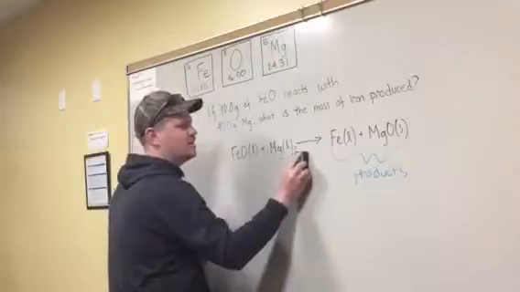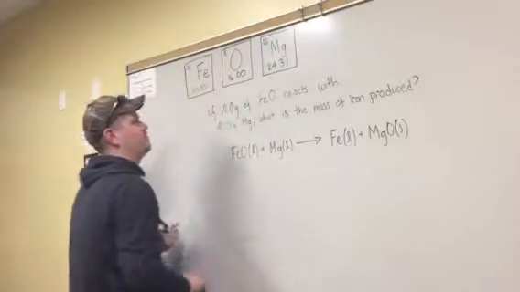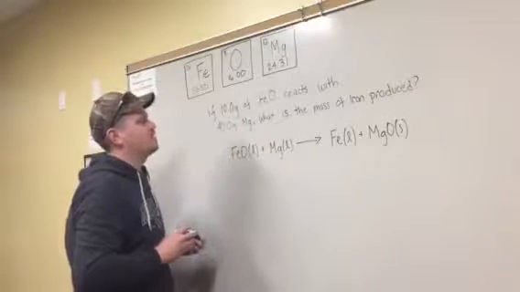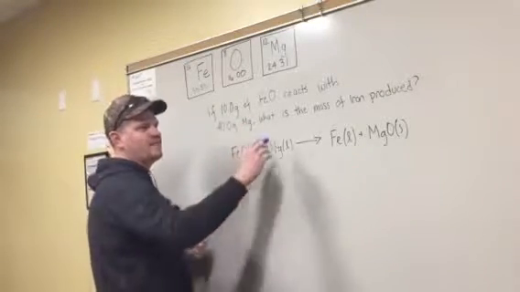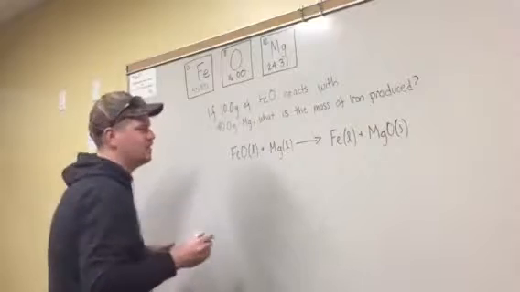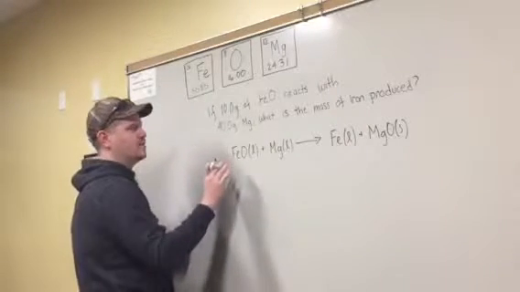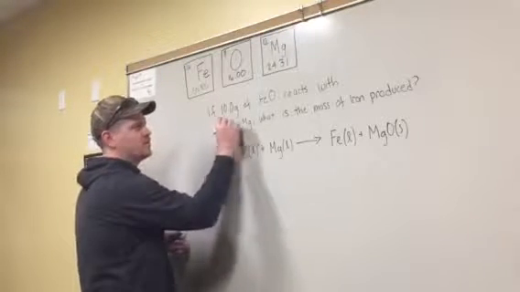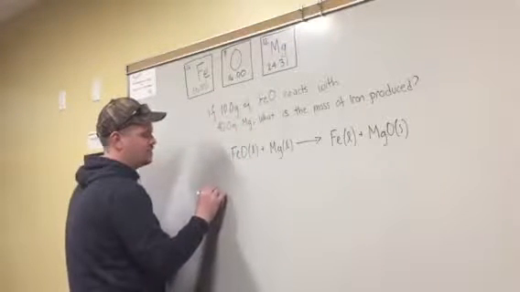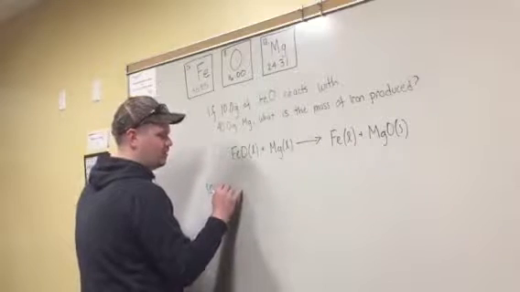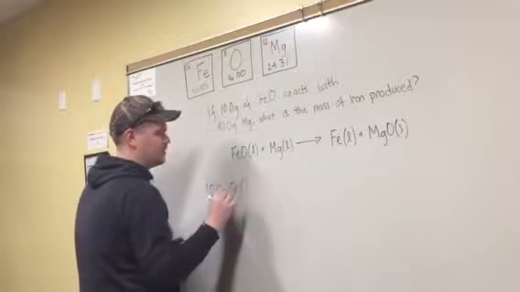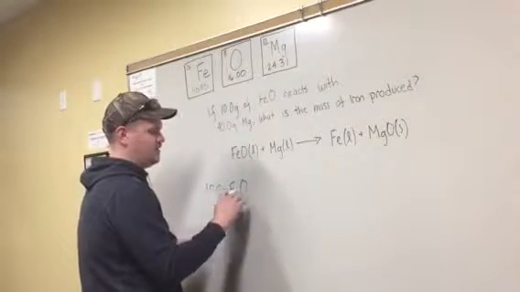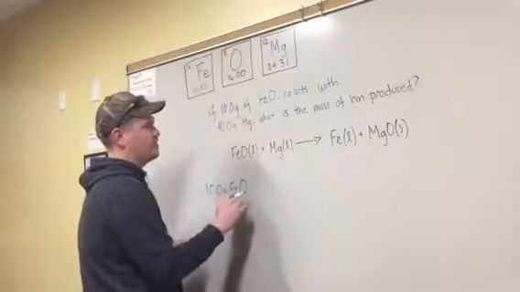So our problem up here says, if we have 10 grams of iron 2 oxide reacting with 40 grams of magnesium, what is the mass of iron that will be produced? So we have to start with one and then go to the other to get our answer. We'll start with our first given, which is 10 grams of iron 2 oxide. And then we have to get the weight of the iron 2 oxide.